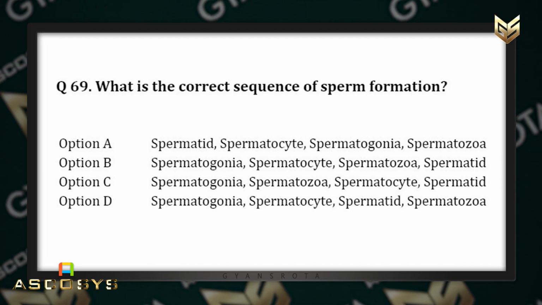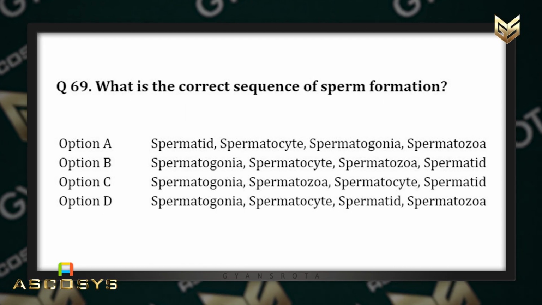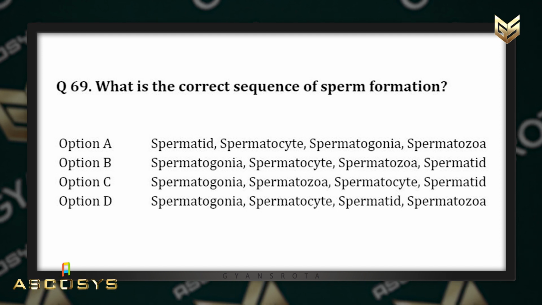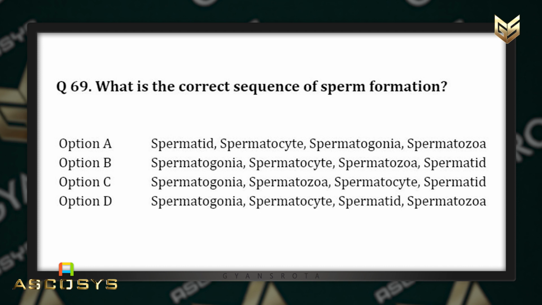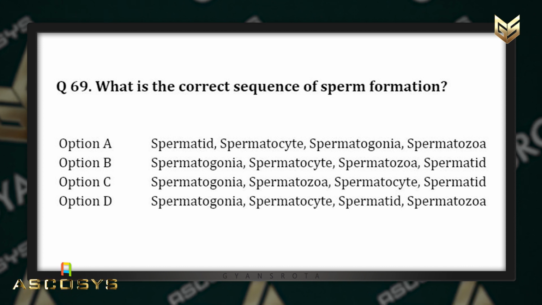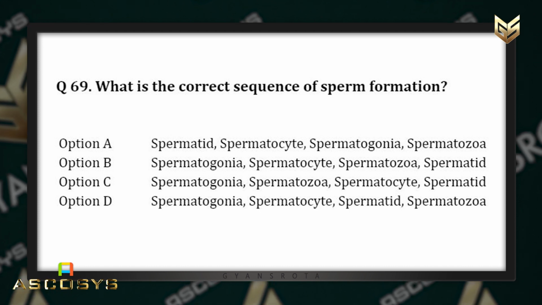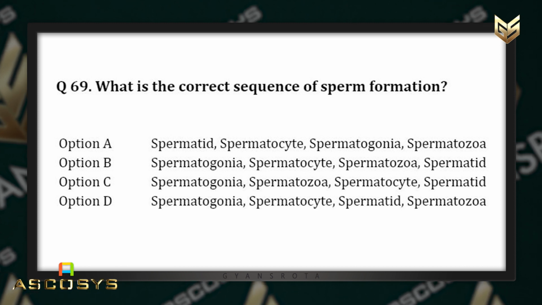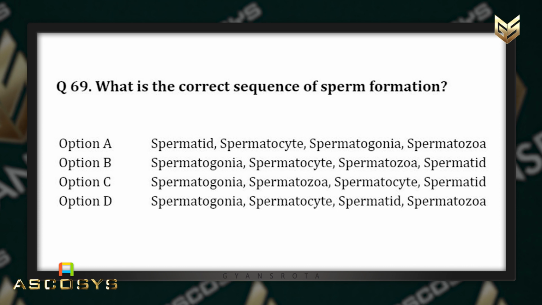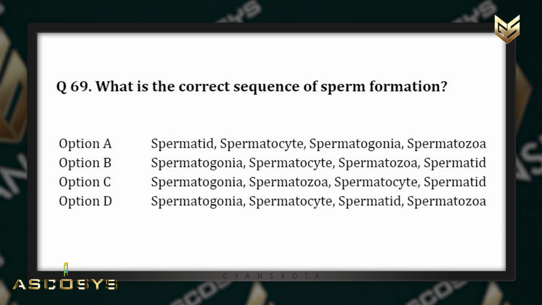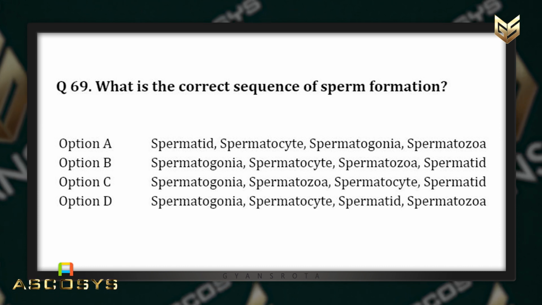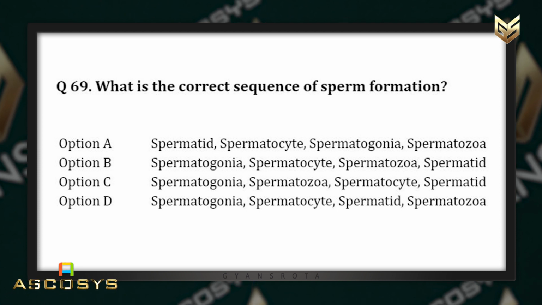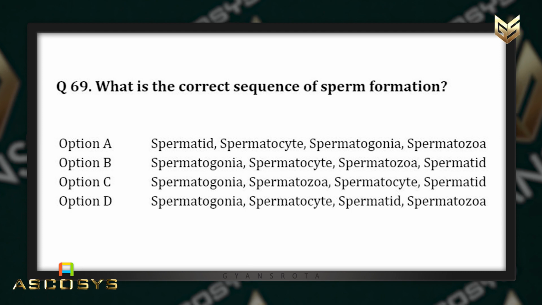In question number 69, you can see, what is the correct sequence of sperm formation? Option number A, spermatid, spermatocyte, spermatogonia, then spermatozoa. Option number B, spermatogonia, spermatocyte, spermatozoa, and then spermatid. Option number C, spermatogonia, then spermatozoa, spermatocytes, and then spermatid. And option number D, spermatogonia, spermatocytes, then spermatid, and then spermatozoa.